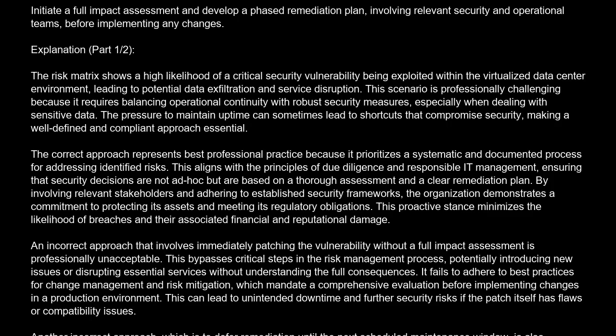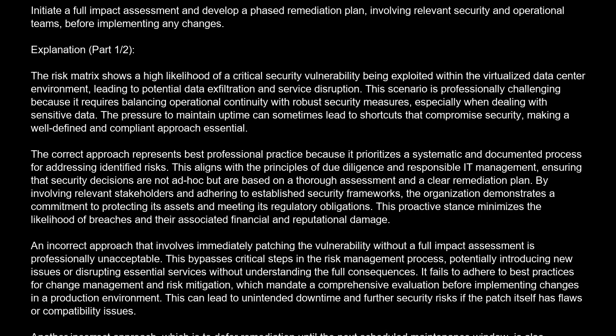Correct answer is B. Initiate a full impact assessment and develop a phased remediation plan involving relevant security and operational teams before implementing any changes. Explanation: the risk matrix shows a high likelihood of a critical security vulnerability being exploited within the virtualized data center environment, leading to potential data exfiltration and service disruption.